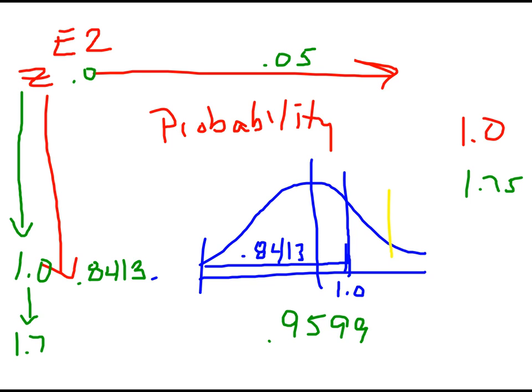Similarly, if you end up with a z-score of 1.75, that means that almost 96% of your values fall between the lower end and 1.75 standard deviations. So let's do a sample exercise.